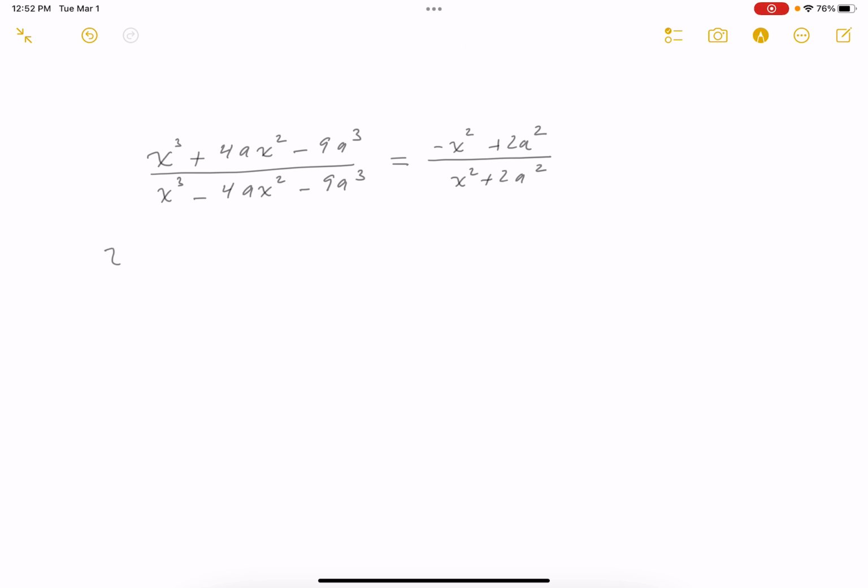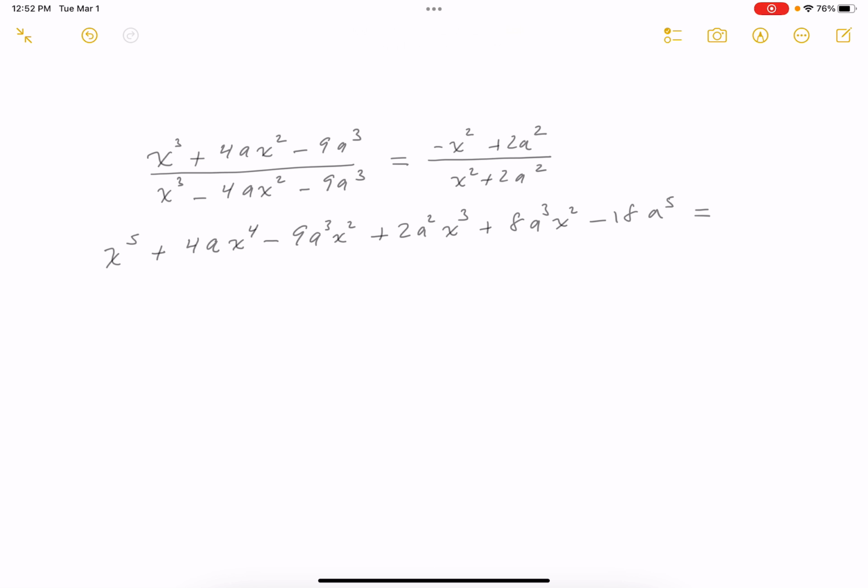You get x^5 plus 4a x^4 minus 9a cubed x squared plus 2a squared x cubed plus 8a cubed x squared minus 18a^5. And this will equal, now I'm going to put the right side down right next to it.